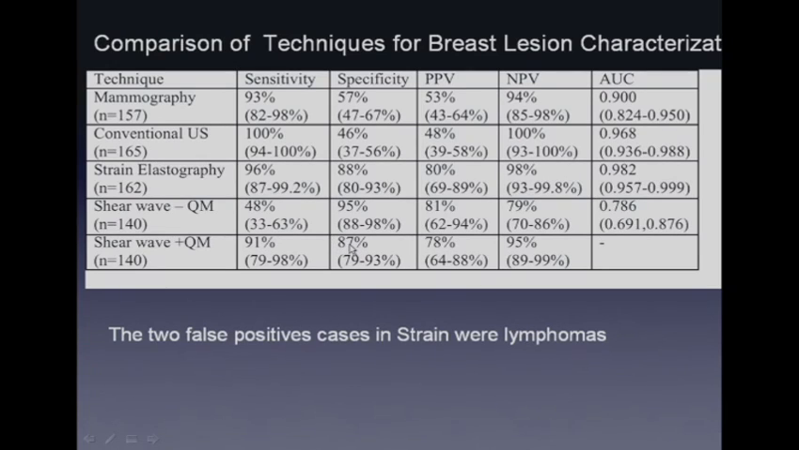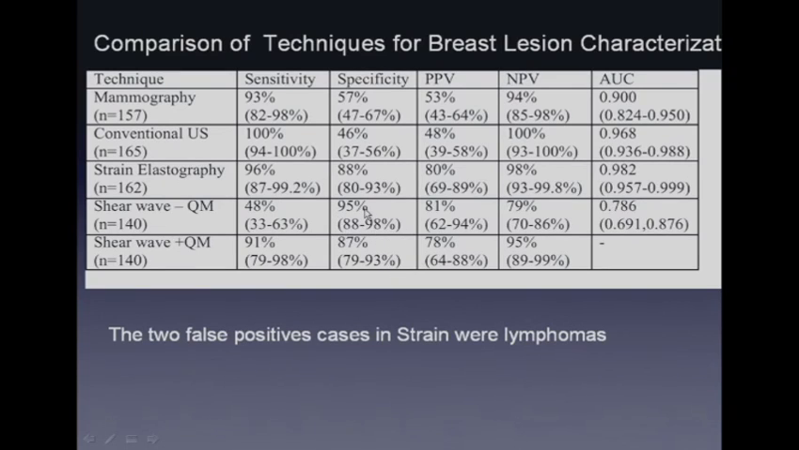But as I said in the beginning of this lecture, one of the things that was concerning to us was that with strain imaging as well as shear wave imaging, we're looking at the same properties of cancers, and we really should get similar results. You can see now, by adding the quality measure, we are getting results with both strain imaging and shear wave imaging that are very similar.